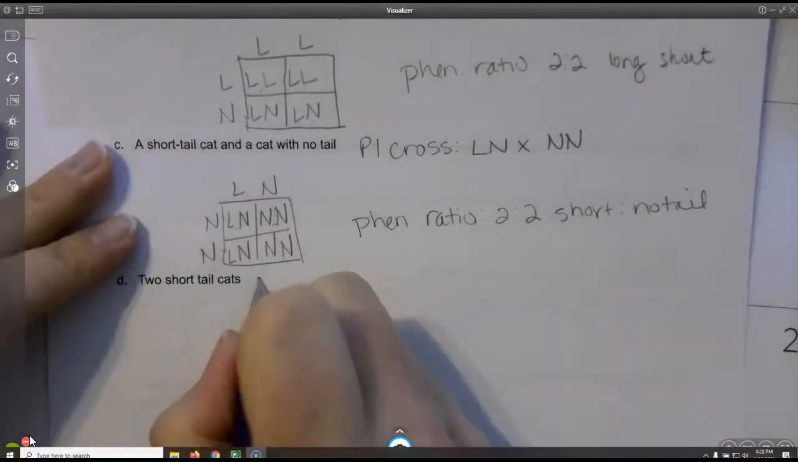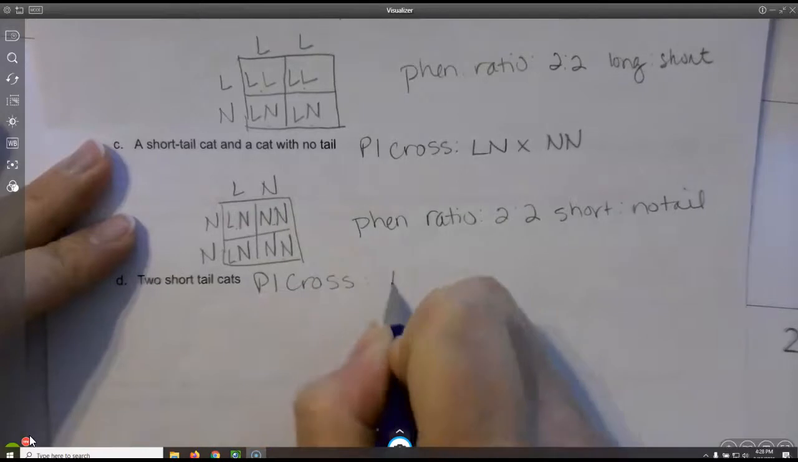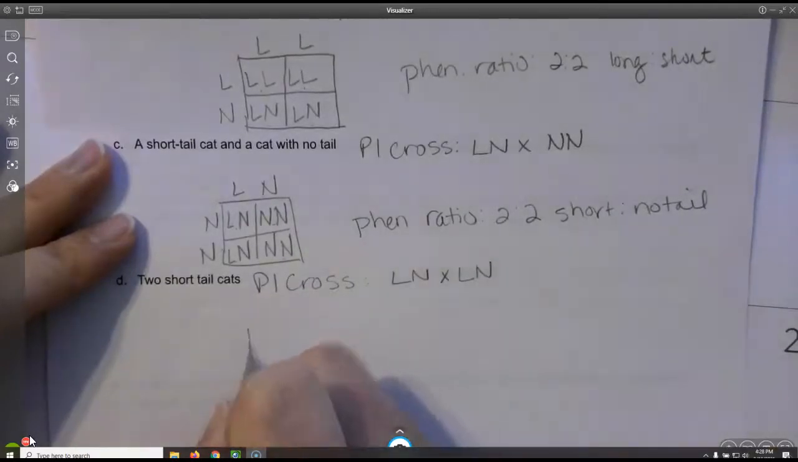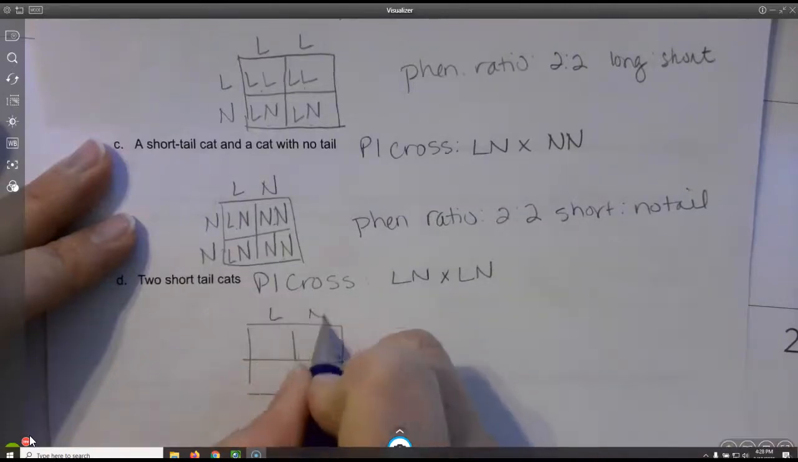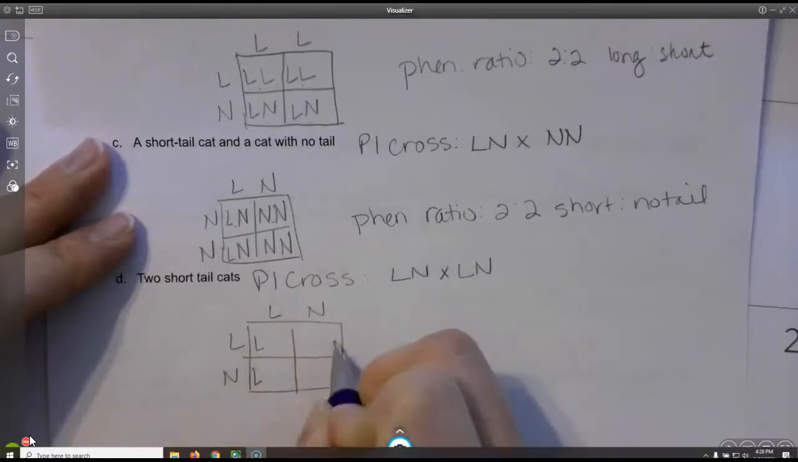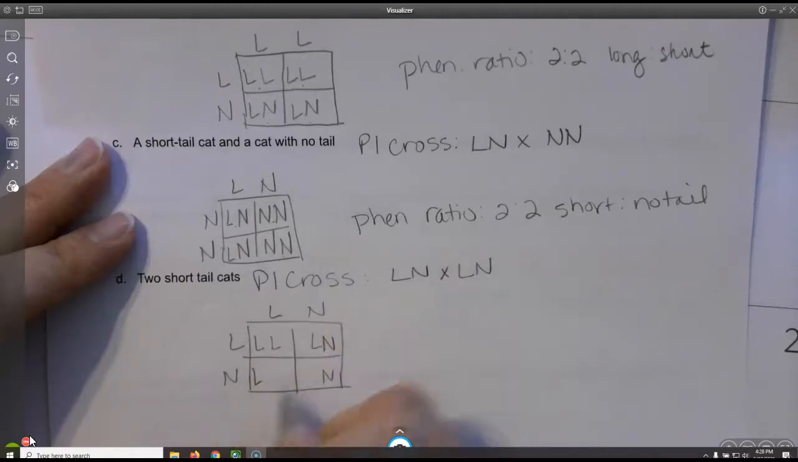Alright, let's cross 2 short tails. So that's LN times LN. Okay, LN, LN. Bring your L's down, bring your N's down. Slide your L's across, slide your N's across. And we get long tail, short tail, no tail.